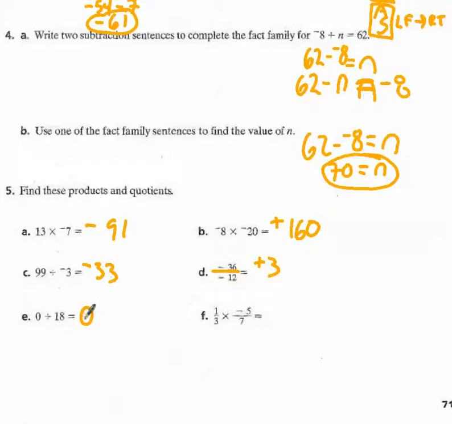And then when you multiply the fractions, just multiply the numerators, multiply the denominators. 1 times -5 is -5. 3 times 7 is 21. And that's it. Not too bad.